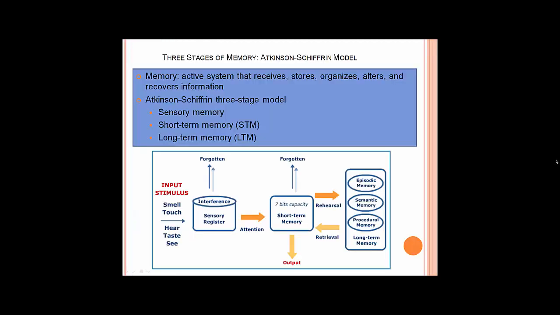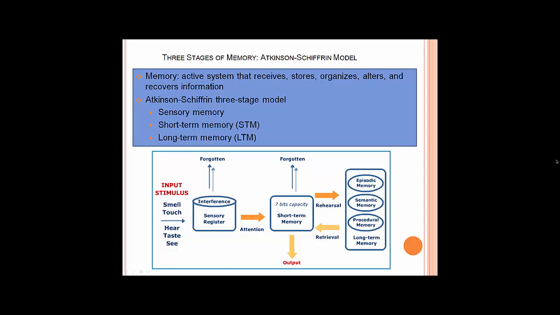So, first of all, let's break it down. There are, according to the Atkinson-Shiffrin model of memory, and it has demonstrated to be at least the optimal working construct for now for memory. So we're going to stick with this Atkinson-Shiffrin model.